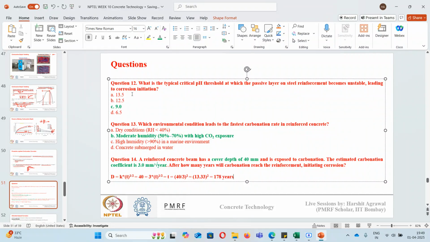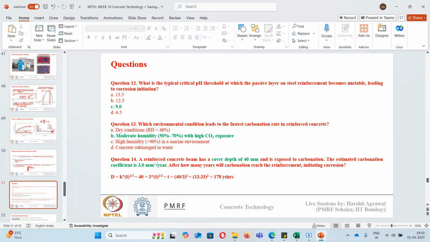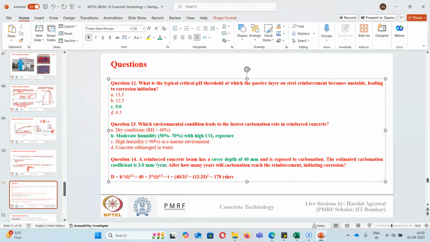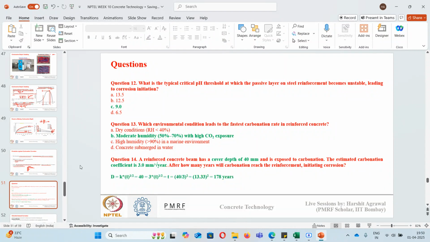So if this is the carbonation coefficient, it will take 178 years for carbonation to reach a cover depth of 40 mm, which you can see is quite slow. This carbonation rate is very slow when we talk about a natural carbonation condition. So this is how we can estimate the corrosion initiation in case of carbonation. So this was all about carbonation corrosion.